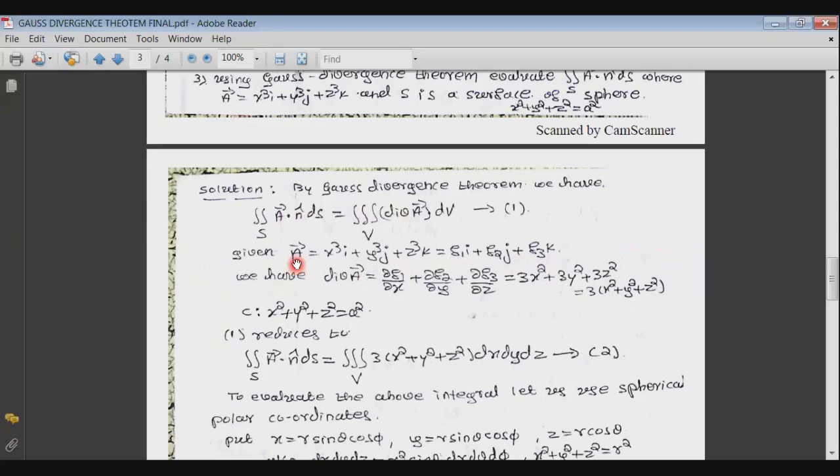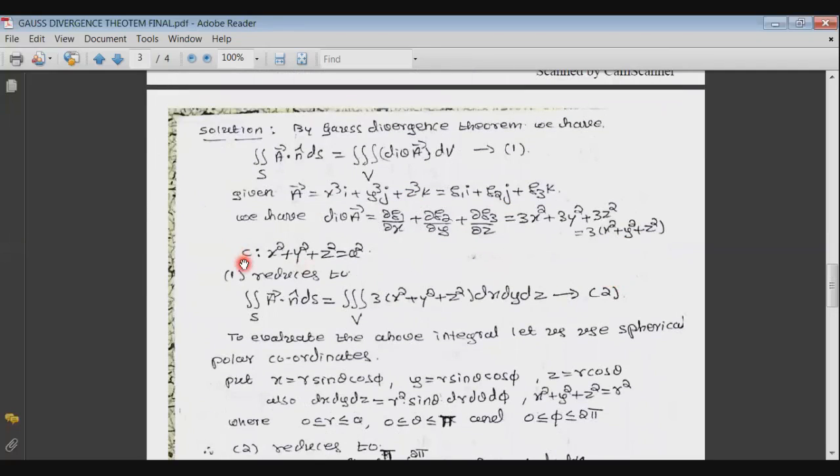Now, if a bar is a vector of the form f1 i plus f2 j plus f3 k, then the divergence of a bar is given by partial derivative of f1 with respect to x plus partial derivative of f2 with respect to y plus partial derivative of f3 with respect to z. In this case, differentiating the first component with respect to x gives 3x square, the second component with respect to y gives 3y square, and the third gives 3z square. If you take 3 common, it gives you 3 times x square plus y square plus z square.